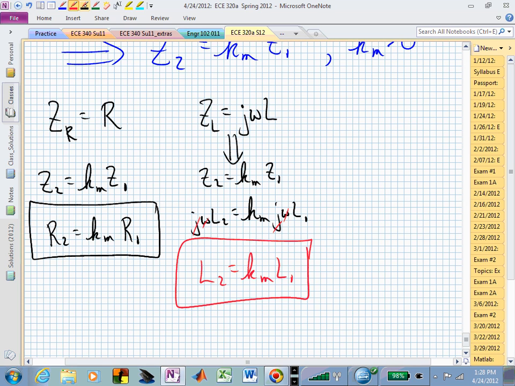Doing the same thing for our capacitor, now we have on the left 1 over J omega C2. That's now K sub M over J omega C1.